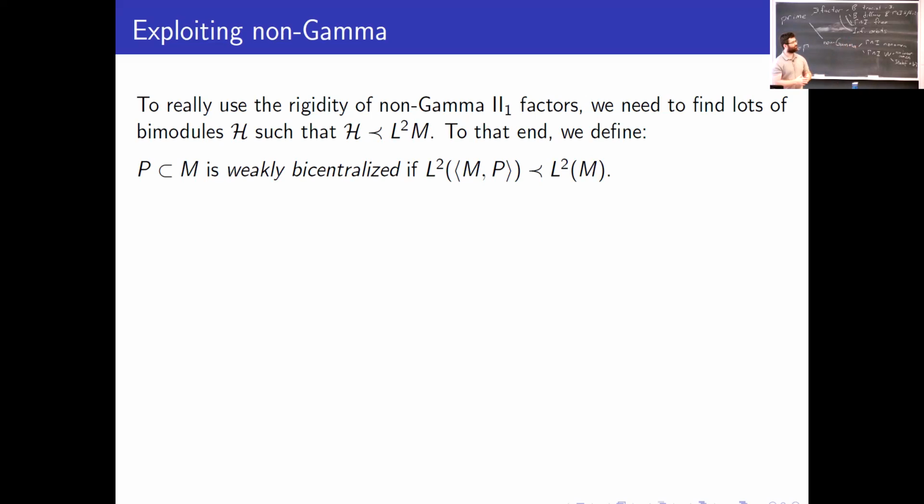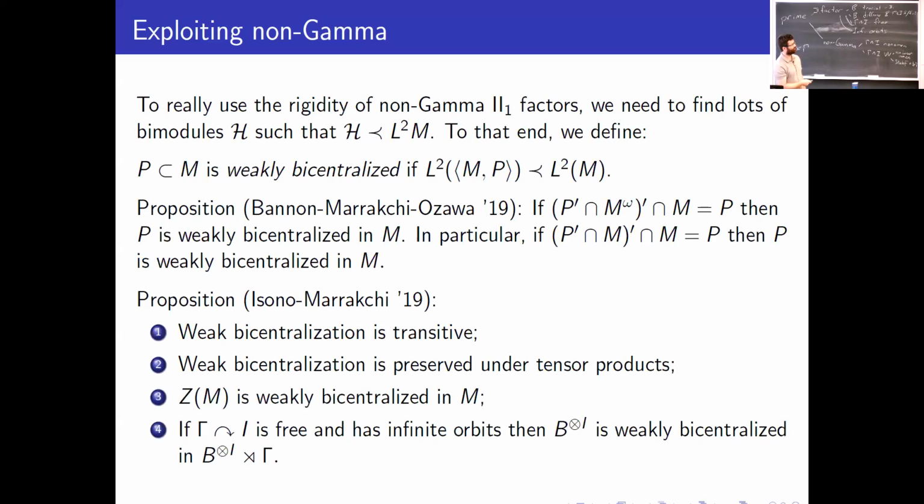Okay, so if there's lots of P's that are weakly bicentralized, that gives you lots of bimodules that we could potentially use to work with non-gamma. Okay, so let's gather some results about this. So the first proposition justifies the name. This is hard to read, and it's hard for me to read out loud, but it's maybe easier for you to read the proposition.